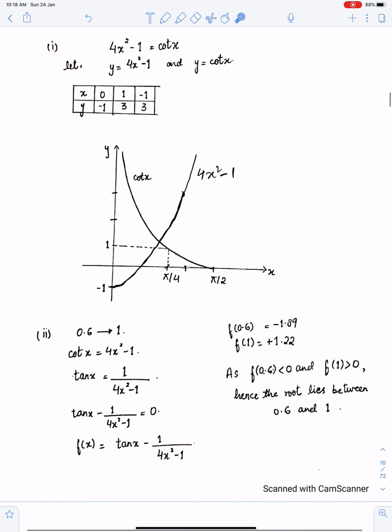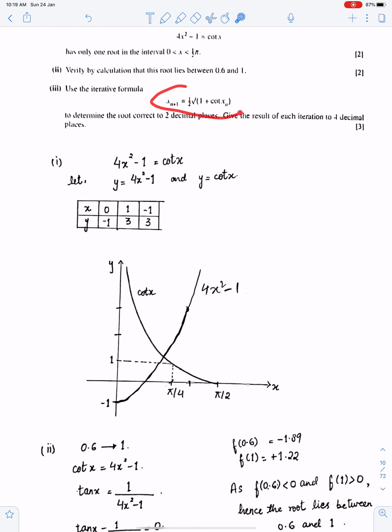You just need to equate this equation first to 0 and then you need to substitute 0.6 and 0.1. This is the way of equating this equation to 0. First get the reciprocal of this, tan x is 1 upon this, bring this thing on the left side. You can also bring tan x on the right hand side. This is your choice. This is f of x. So f of 0.6 is negative and this is positive, hence the root lies between these two numbers.